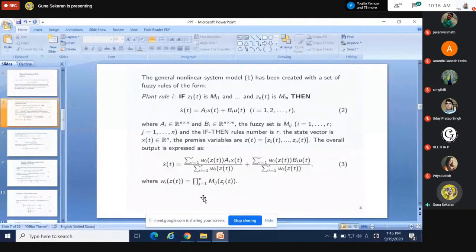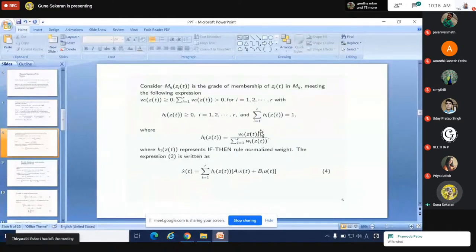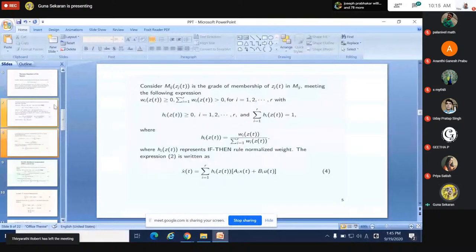Now we can use the grade membership values. You can use this so the nonlinear system will be converted to a linear system. Consider the grade membership value zj of t in Mij meeting the following expression. This weighting function Wi z of t is greater than or equal to 0. That means taking the closed interval 0 to 1, and taking the membership values as non-negative. The fuzzy membership hi z of t is greater than or equal to 0, and the total membership values equal 1, where hi z of t equals Wi z of t divided by the summation i ranges 1 to R of Wi z of t, the normalized weight of the if-then rules.